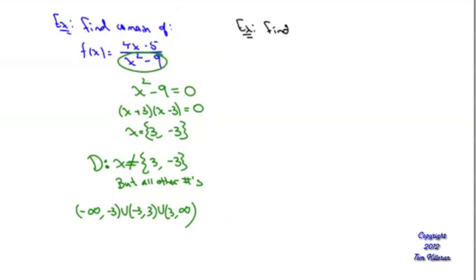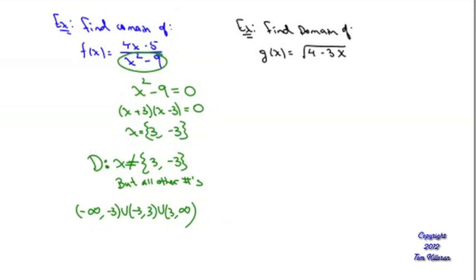Find the domain of g of x is equal to the square root of 4 minus 3x. Things to worry about. Am I ever going to divide by 0? No. And you really do need to come back to these two things, because it's possible that you're doing both. And that's when people usually make mistakes.